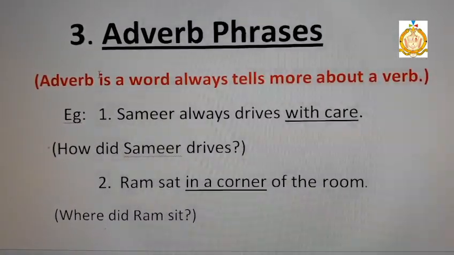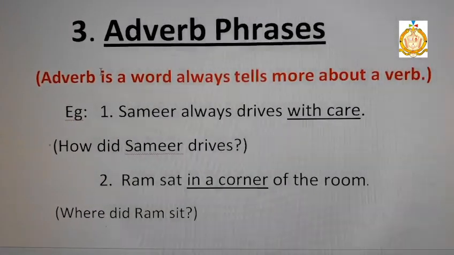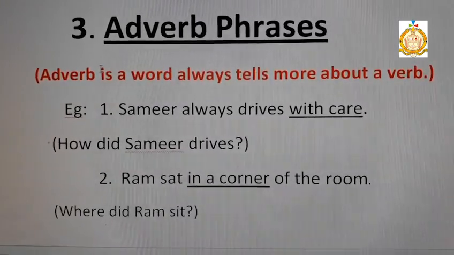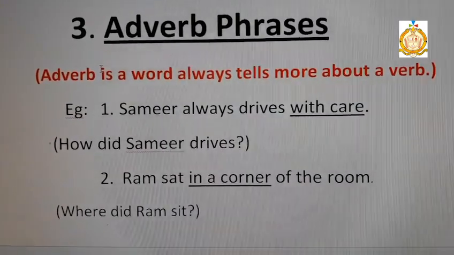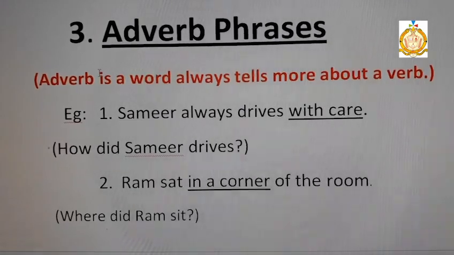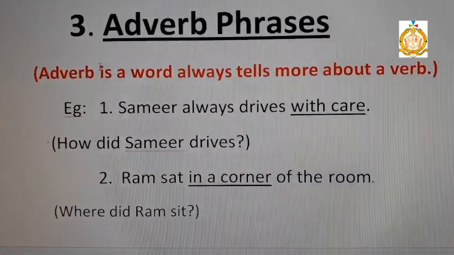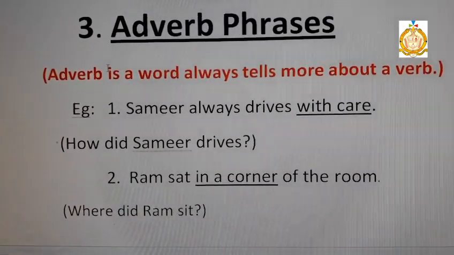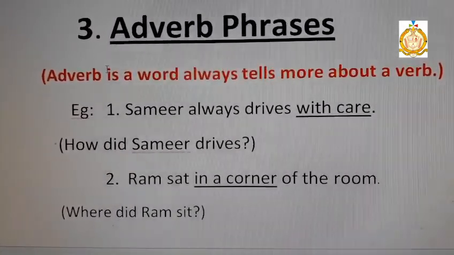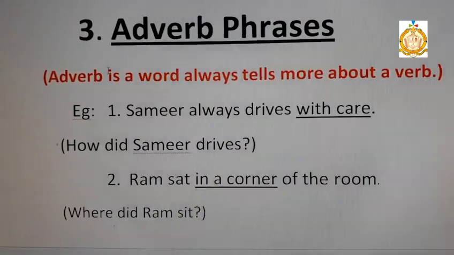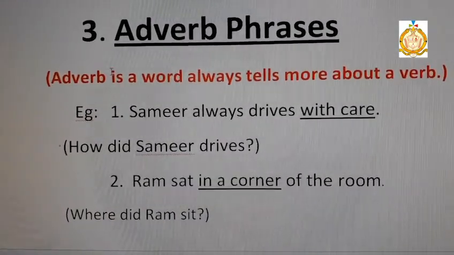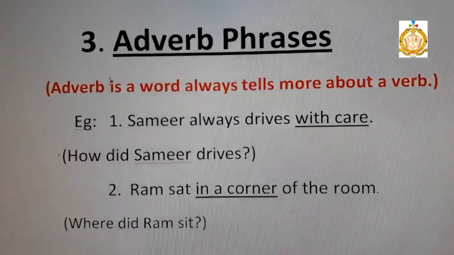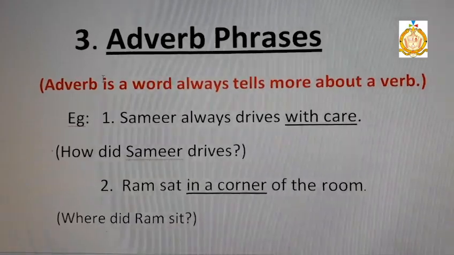The second example, Ram sat in a corner of the room. So here the verb is sat. Now, where did Ram sit? He sat in a corner. Here also we are saying something more about the verb sat, that he sat in a corner. So dear students, I hope you have understood all kinds of phrases.